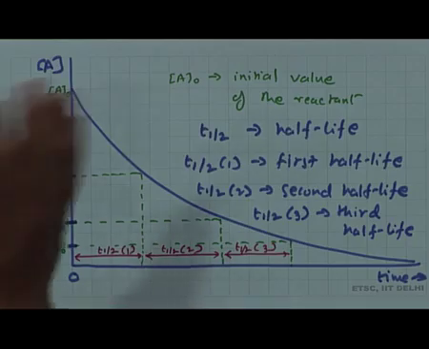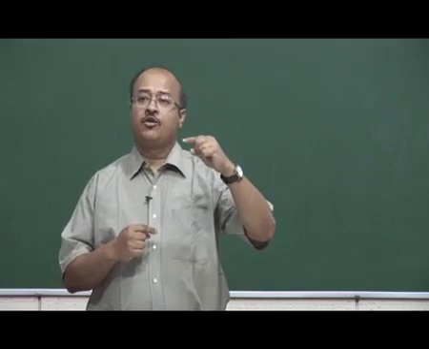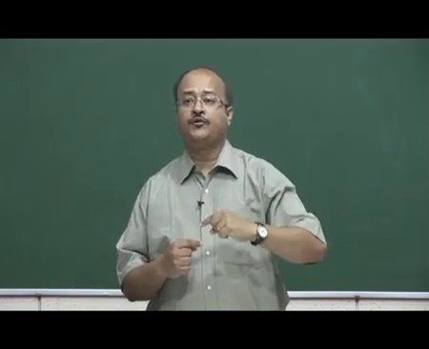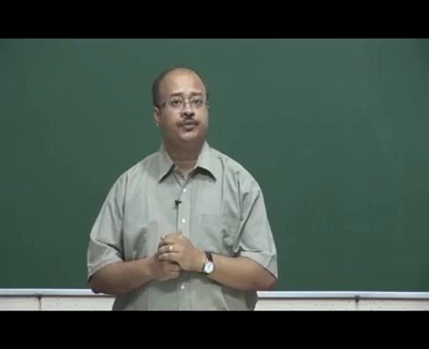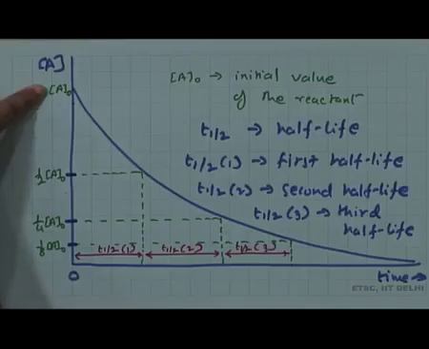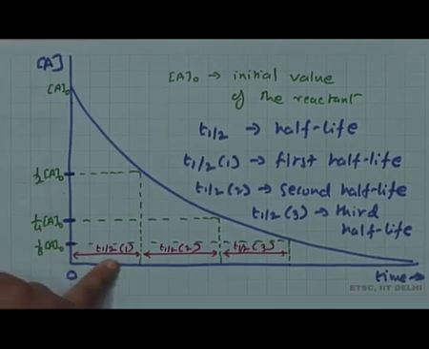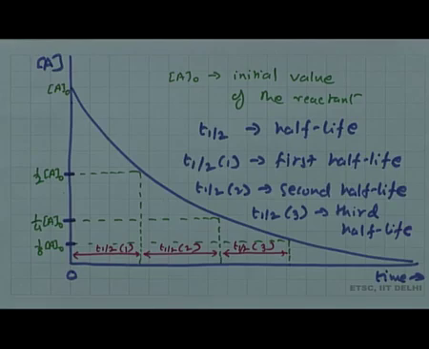The concept of half life is the same. What is it? It tells you the time it takes for me to go to half of the initial concentration of the reactant, right. So, if my initial concentration of the reactant is A naught, then the time it takes for me to go to half of A naught is T half 1, which is the first half life. Why is it the first half life? Because A naught is the initial concentration I am starting with.